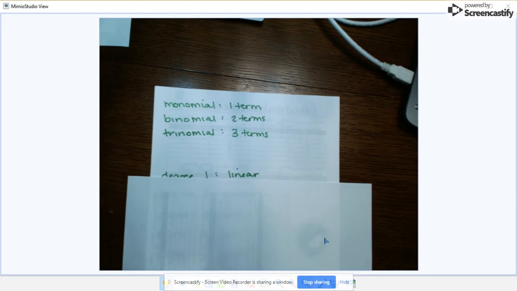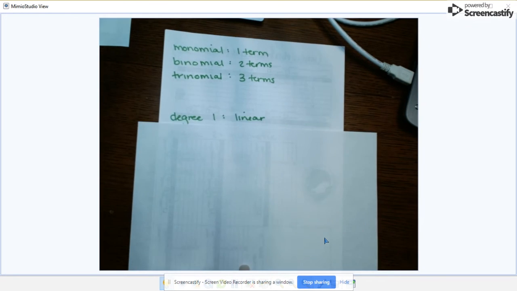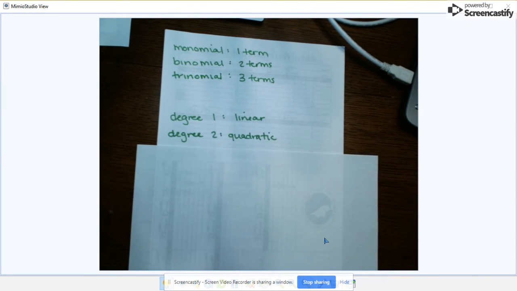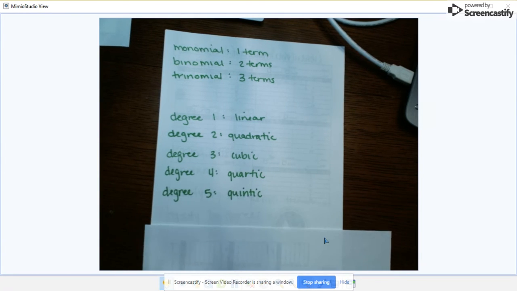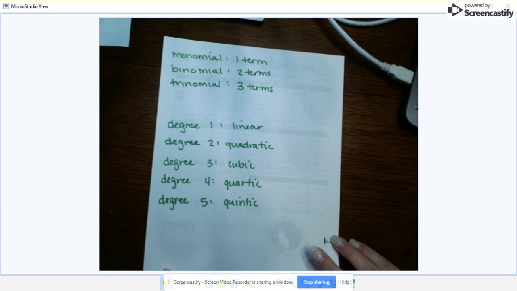But then we can also classify based off of the degree. So if our polynomial has degree 1, it is what we call a linear polynomial. If it has degree 2, it's a quadratic. Degree 3 is cubic. Degree 4 is quartic. And degree 5 is quintic. So those 5 degrees are ones that have special names.